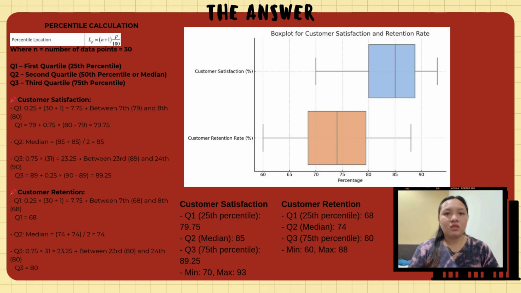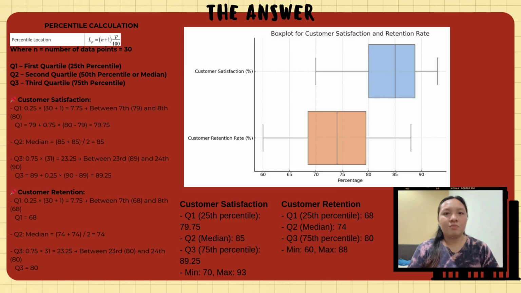Now we'll move on to part 3 of our analysis, which focuses on percentiles and box plots for two key metrics, customer satisfaction and customer retention. To begin, we calculate the 25th percentile as Q1, the 50th percentile as Q2, also known as the median, and the 75th percentile as Q3 for each dataset.